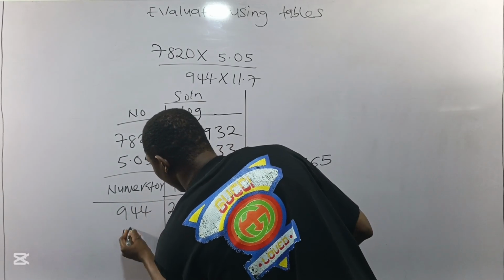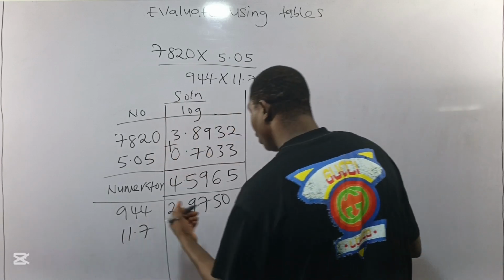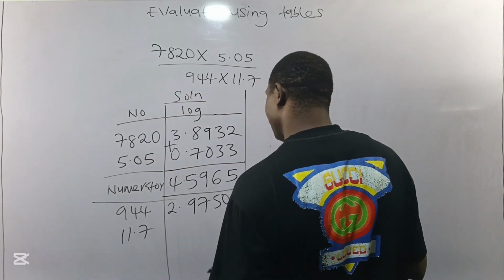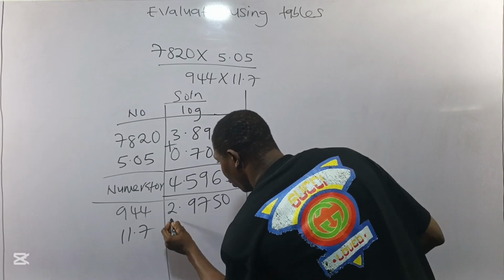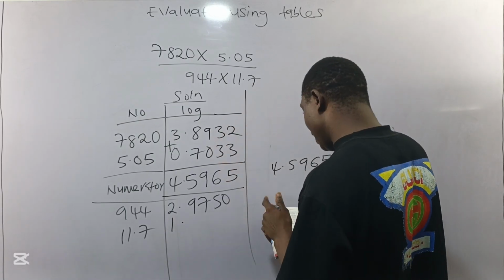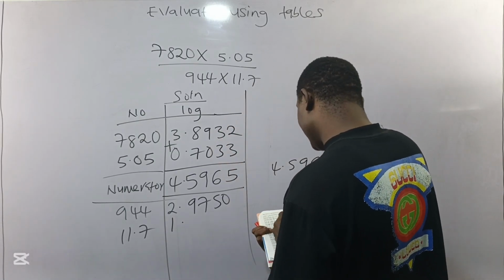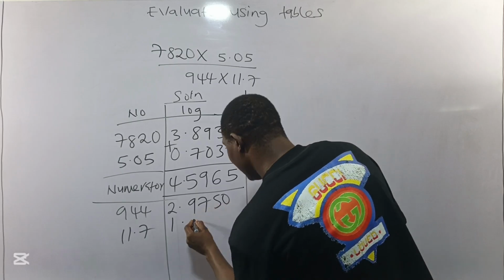And that of 11.7. 11 point is 2 digits before the decimal point. So 2 digits minus 1 digit will give me what? 1 digit. And I'll have 11 under 7. 11 under 7 is 0682.